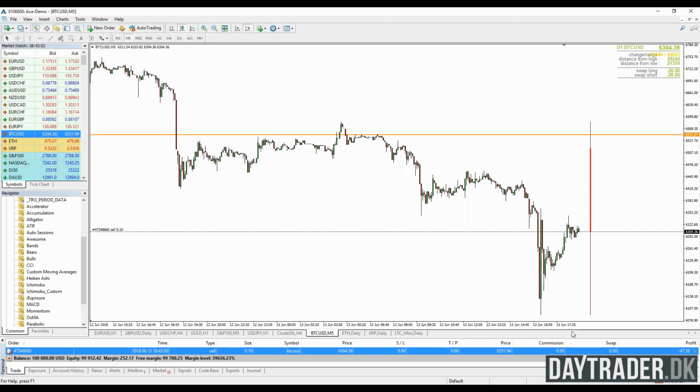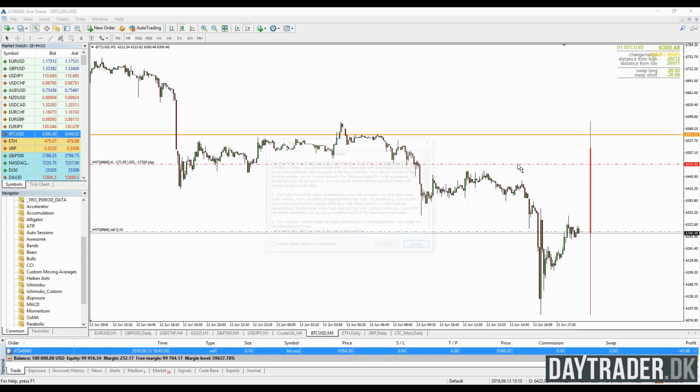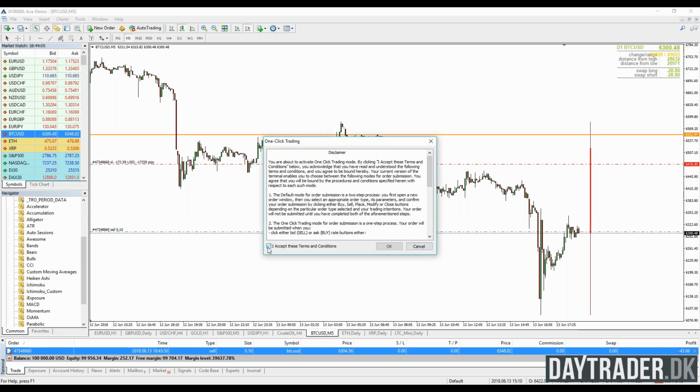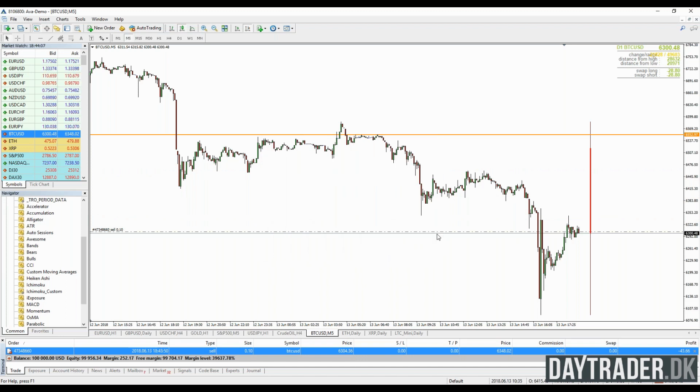I see the execution here. I see what I paid. I paid $47 for this. And I put a stop loss here, and you see it's $170, exactly what I calculated.